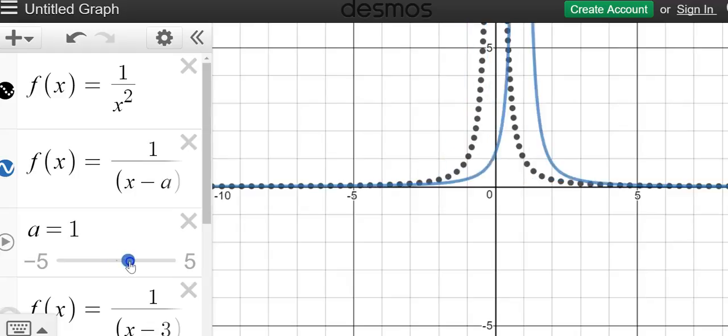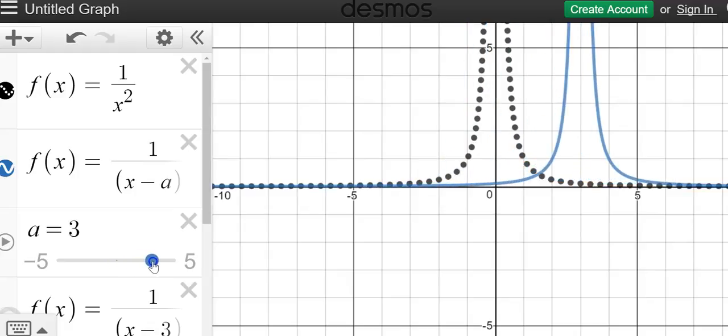If I go to the other direction, you can see that if I had x minus a positive 3, x minus 3 would be 3 to the right. 3 to the right. So what do you think the x minus a does to the graph?